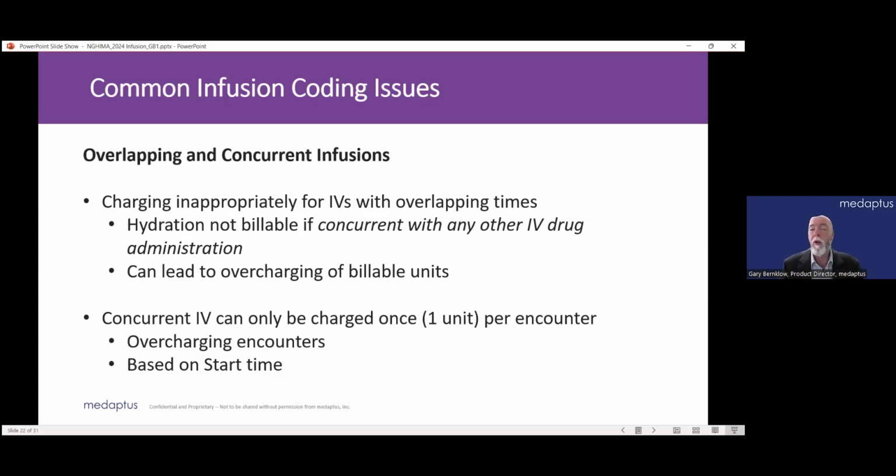If you have two therapeutic drugs running at the same time, for instance, there's one code that you can use for that. It's called concurrent. It's a concurrent CPT code. And it's based on the start time of the two infusions. And that can only be billed once per encounter, regardless of how long that overlapping is. So if you're billing it more than once, obviously that's incorrect. And if you're not billing it at all, again, incorrect and probably undercoded.